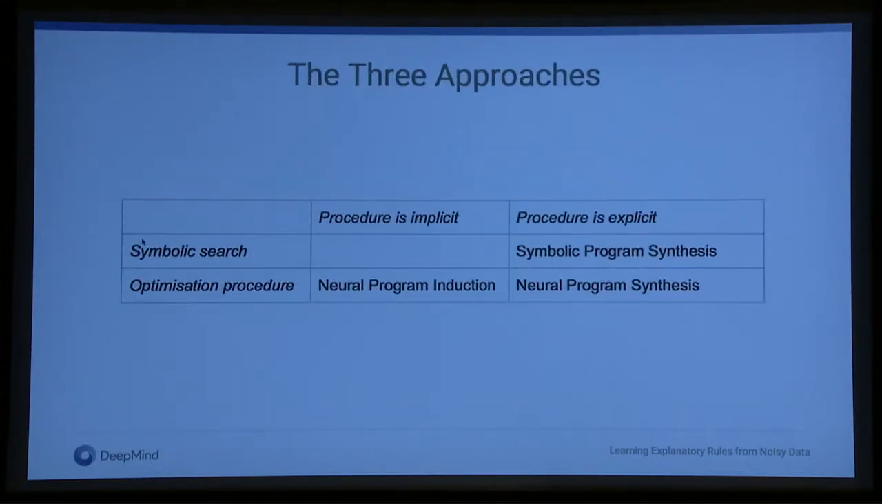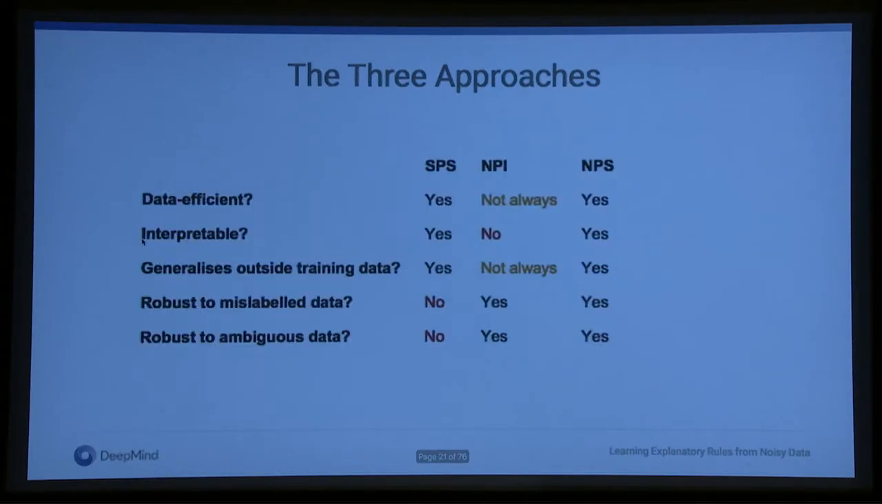So the hope is, here we just have a table of the different possible approaches. The x-axis is whether the procedure is implicit or explicit, and the y-axis is whether we're using symbolic search or an optimization procedure. We're going to be focusing on neural program synthesis, where we use a neural network to generate an explicit program, with the hope of getting the best of both worlds.